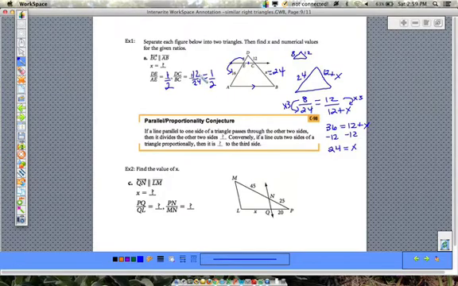So what we concluded then is this conjecture. If we have a parallel line to one side of a triangle that passes through the other two sides, then it divides the other two sides proportionally.